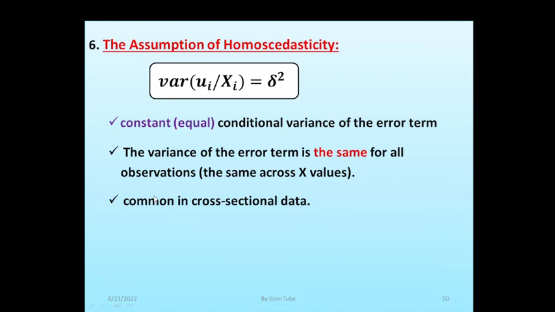Assumption of homoscedasticity: the variance of ui, the error term given the independent variable xi, must be constant. Constant or equal conditional variance of the error term. This means the variance of the error term is the same for all observations, the same across x values. Most of the time, this assumption is common in cross-sectional data. Question: prove that the variance of ui given xi is constant, sigma squared.